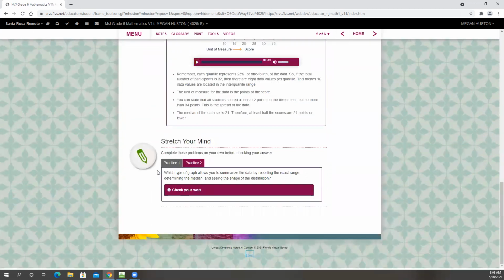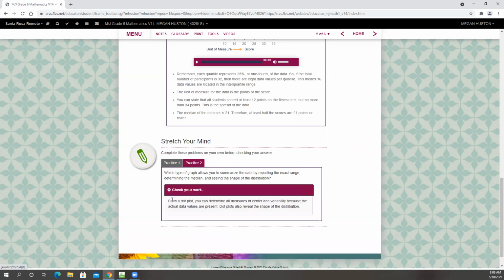So there are some practice problems down here. It says, which type of graph allows you to summarize the data by reporting the exact range, determining the median, and seeing the shape of the distribution? So you have to be able to find the range, median, and see the shape. So this would be a dot plot. You can determine all the measures of center and variability because the actual data values are present. Dot plots also reveal the shape of the distribution.